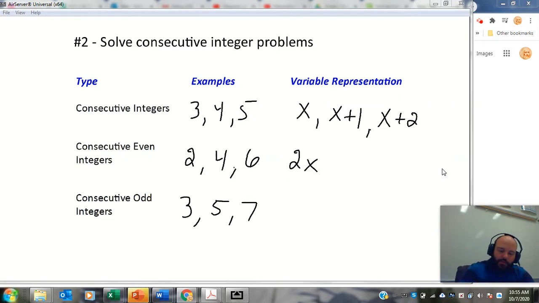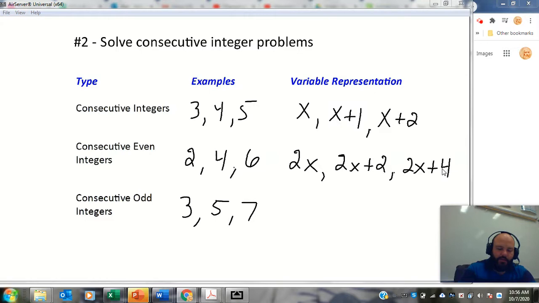Then you have to remember what the next one is. So here, after 2 comes 4. So it's not one more like it was in the first variable representation. It's actually 2 more this time. And so we're going to have 2x plus 2, and then 2x plus 4. And that right there will give us consecutive even numbers.